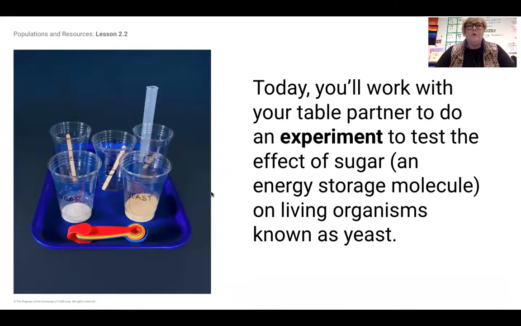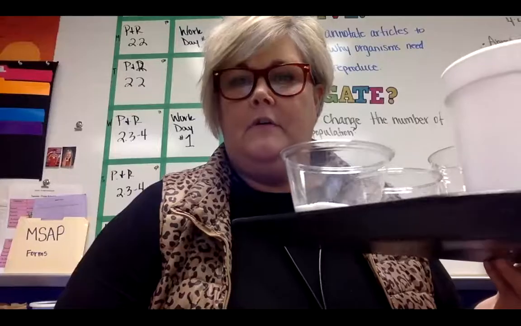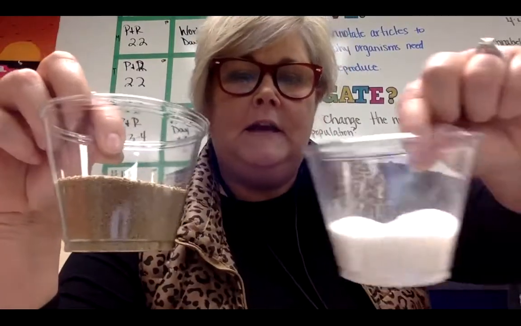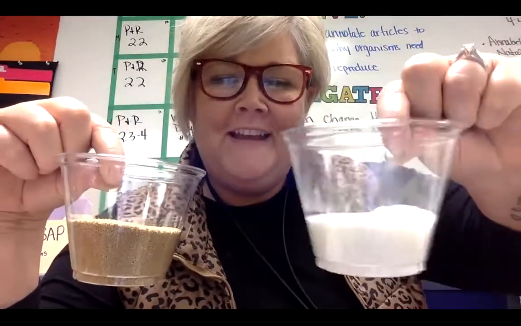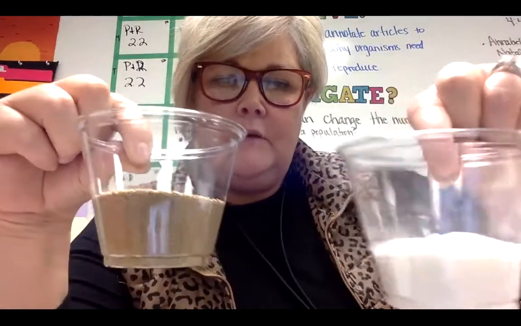Okay, so this is what you're going to get. One person will be responsible for going over to the counter and getting the supplies. You will have a tray. On that tray, you're going to see, oh, look here. I just happen to have a tray with all my supplies on it. Oh, crazy. Let me show you what you get. You're going to have a cup of yeast and a cup of sugar. Remember, the sugar is our ESM, energy storage molecule. We've got yeast, we've got sugar.